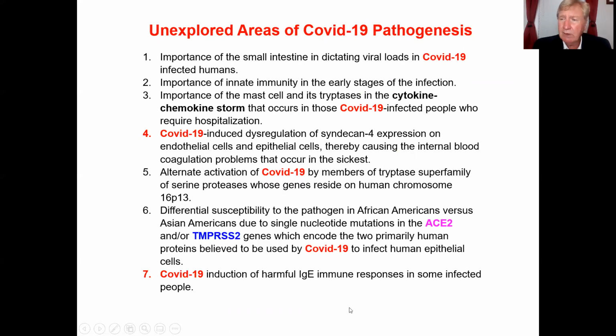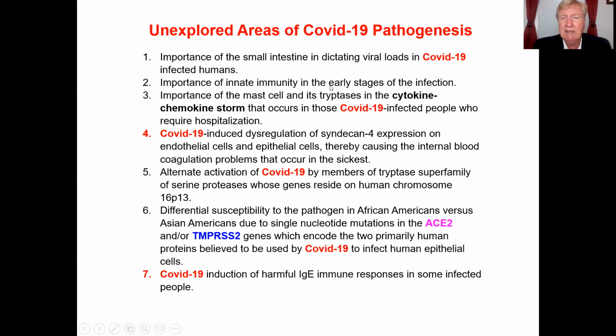So as of presently, February 2021, these are 7 areas that I identified which are unexplored or poorly explored areas. So what's the importance of the small intestine in dictating viral loads in COVID-19 infected humans? It hasn't been evaluated. I believe that it's going to be the major area where the virus is replicating.